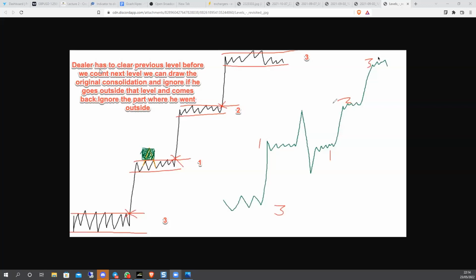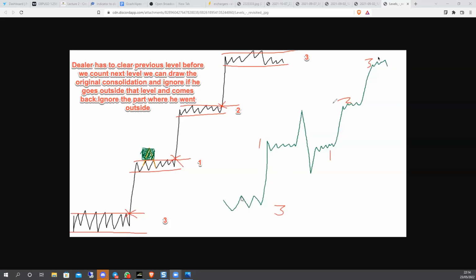So as I said in this particular flashcard from some time ago, the dealer has to clear the previous level before we count the next level. We can draw the original consolidation and ignore it if he goes outside that level and comes back in. Ignore the part where he went outside. So for example, here, he went outside and then came back in. So we just ignore that. We don't count that as another level.